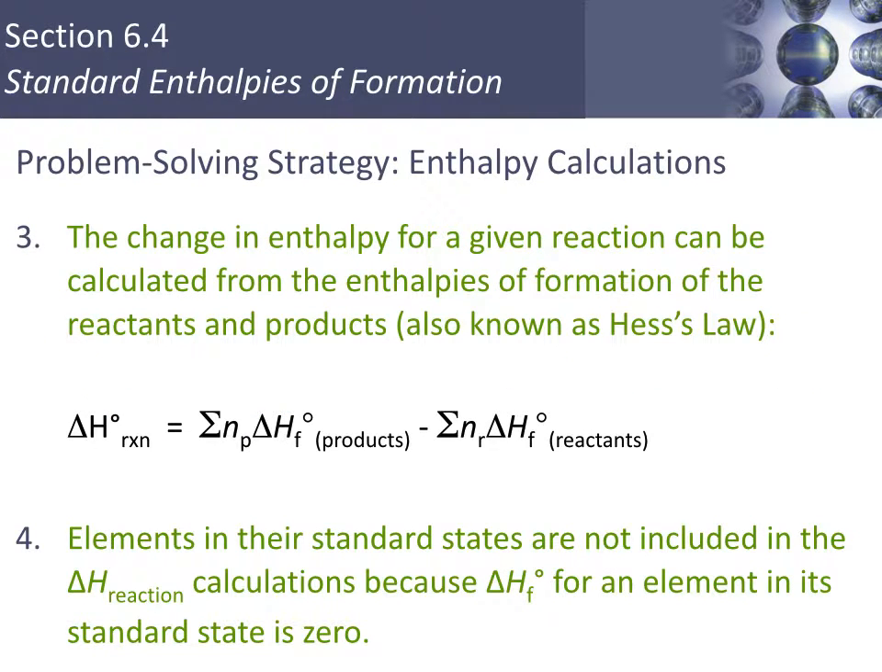The change in enthalpy for a given reaction can be calculated using something called Hess's law, and this is what I mentioned in the previous slide. The delta H for the reaction is going to equal the sum of the delta H's for the products minus the sum of the delta H's for the reactants. Now these n's for products and n's for reactants is just reminding you that you must multiply the individual heats of formation for the products and reactants by whatever integer is present in the balanced chemical equation.